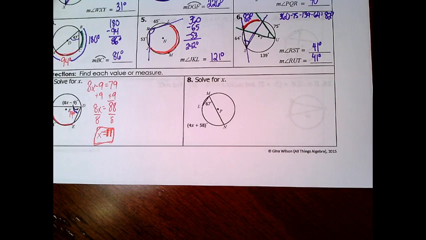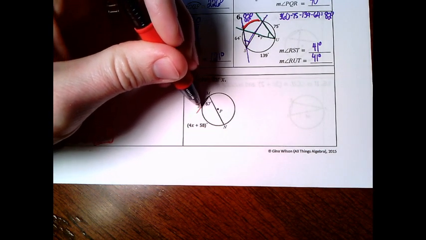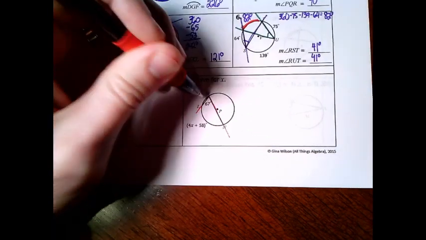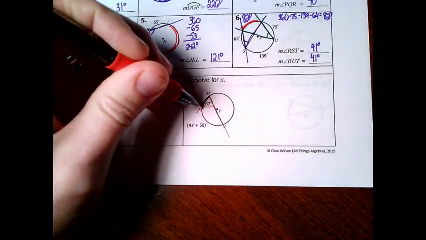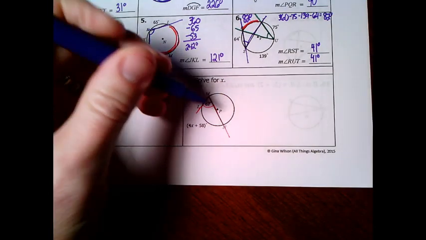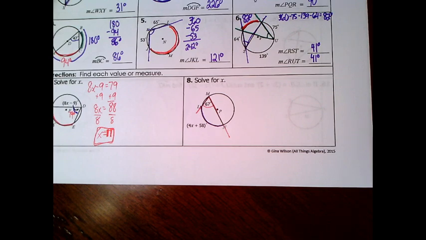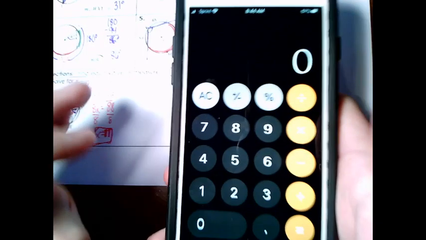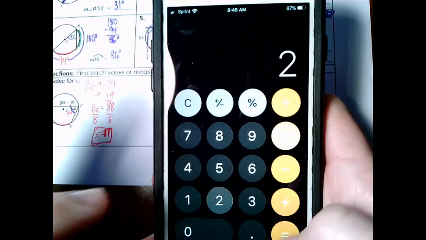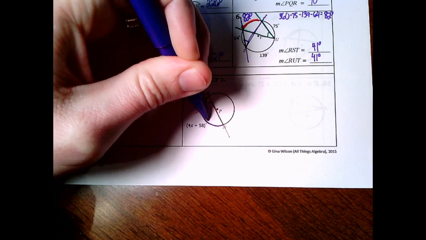Alrighty. Let's keep going. The next one, it says solve for x. So again, I know this little guy right here is 67. So to get the big arc, I have to double it. So I have to do 67 times 2. 134. So I know that this arc is 134 degrees.